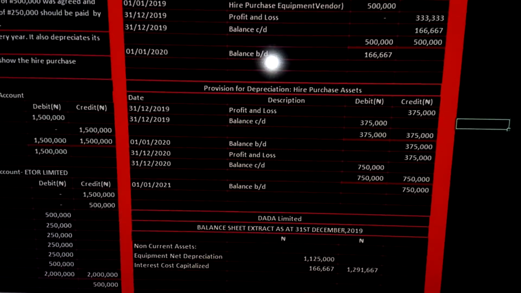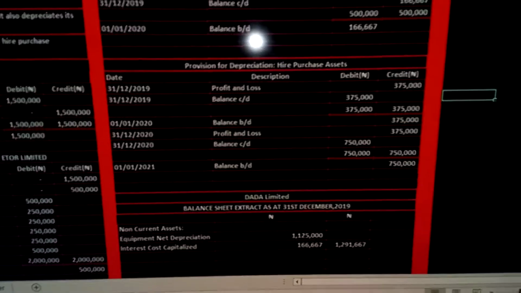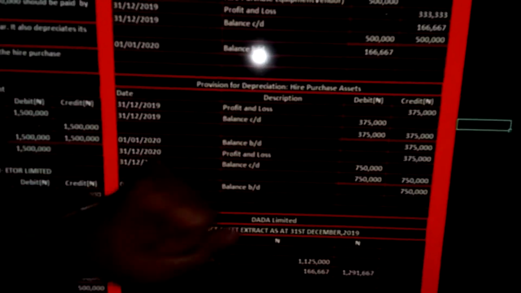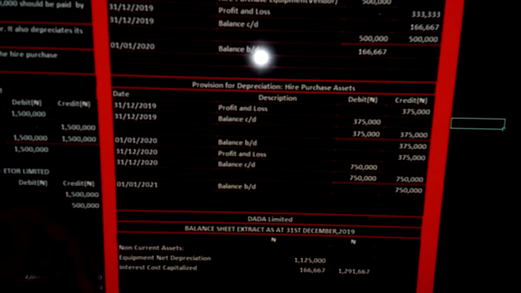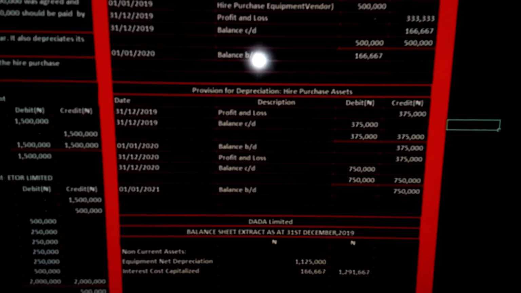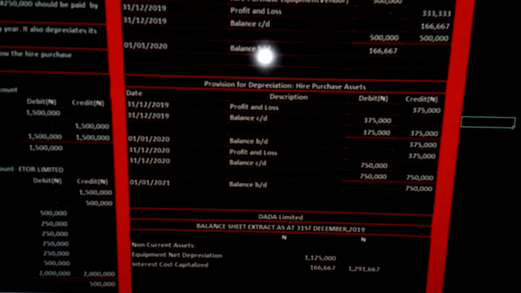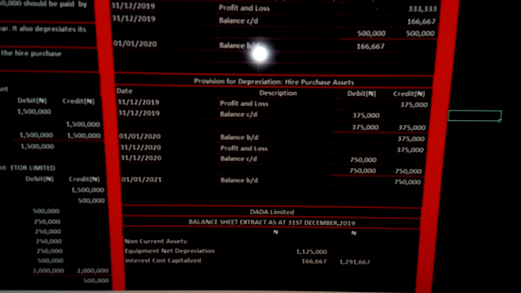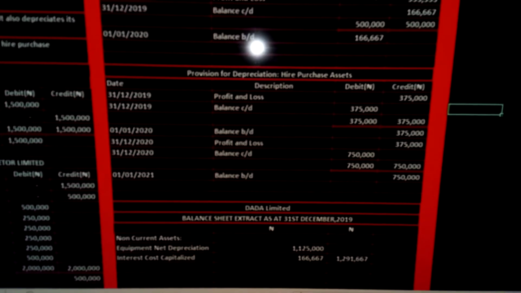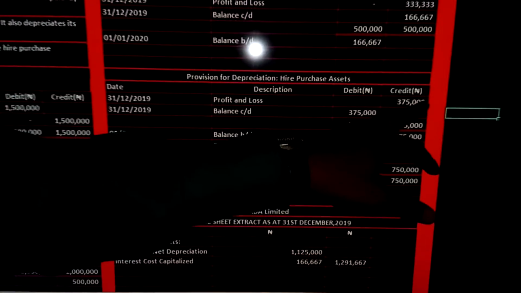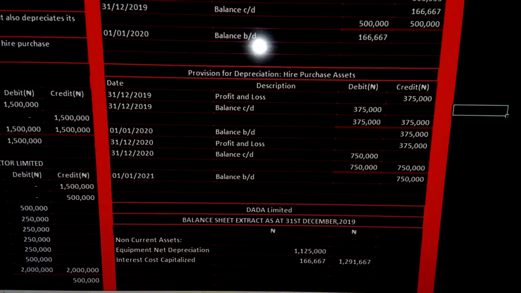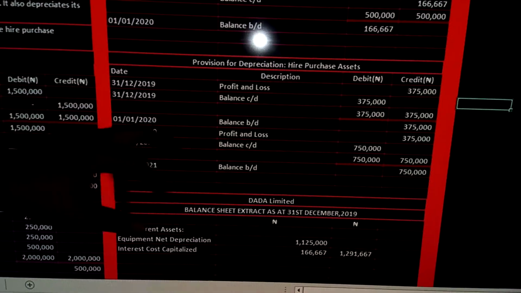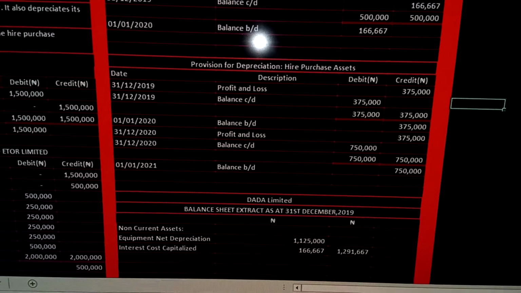Okay, the next one is provision for depreciation. You're writing off the assets gradually. So what do you have? Provision for depreciation hire purchase account. Okay, the asset is 1.5 million. Remember, they say you should write it off 25% straight line. That's 4 years. So if you divide 1.5 by 4, you have 375,000. So the first year, which is 2019, you write off 375,000 to the P&L as depreciation. Okay, it accumulates and then is brought forward to 2020. You write off another 375,000 in the second year, gradually like that.